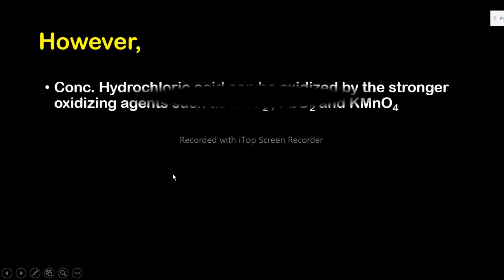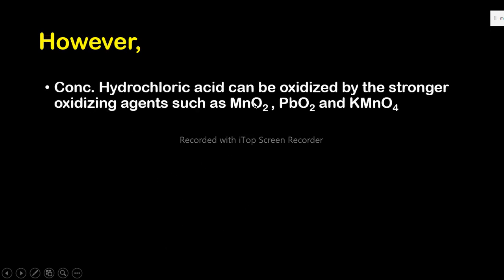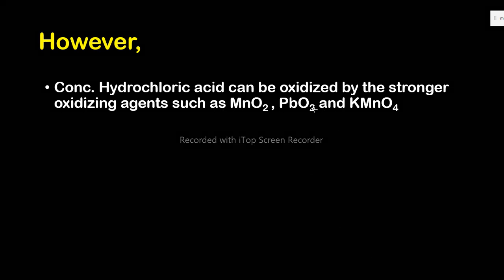However, the conc HCl can also be oxidized by strong oxidizing agents such as manganese 2, and then lead 2, and then potassium permanganate. Sorry, this is lead 4. And to write these equations, you can easily write them using half equations. Like for manganese, you can use a half equation, and for potassium permanganate, you can also use a half equation. And now for me, I'm going to write this, you write the rest.